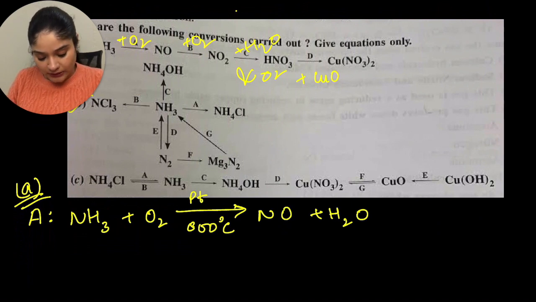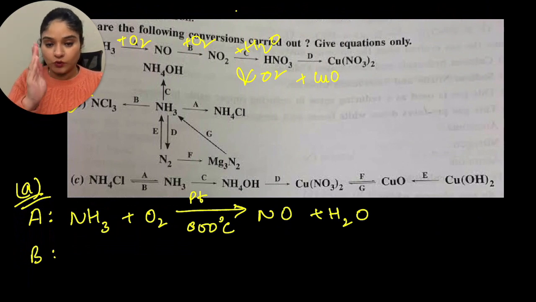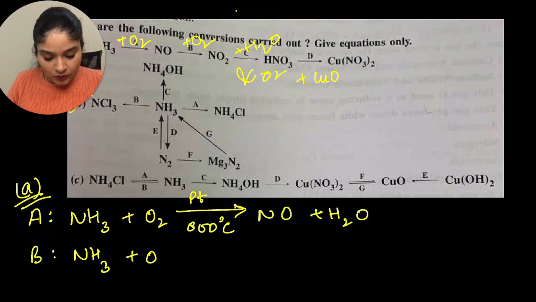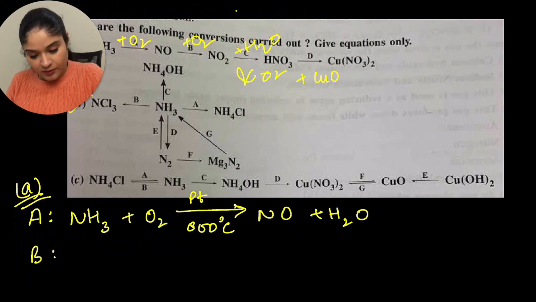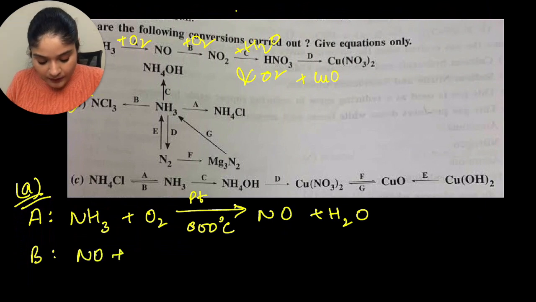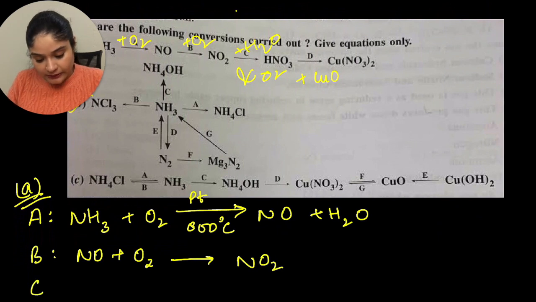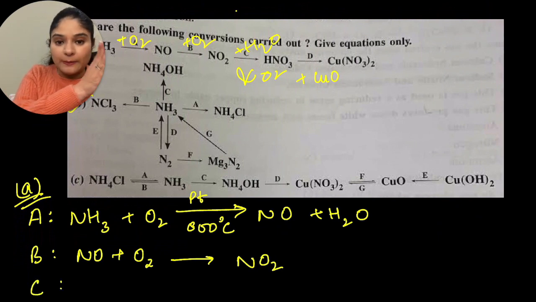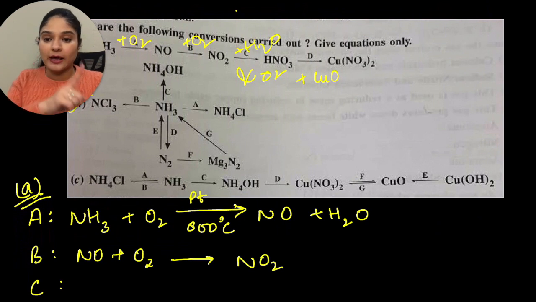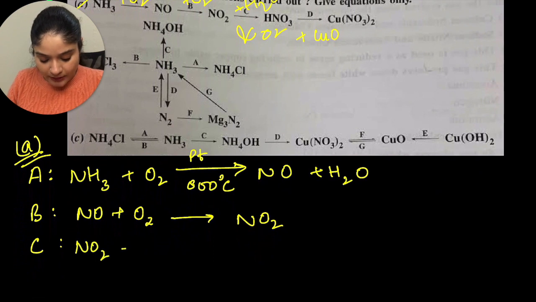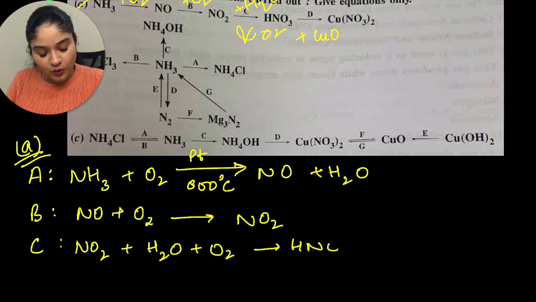Then the next equation is the B one. From NO, you're supposed to reach NO2. So you'll be adding oxygen to it. So not ammonia, NO plus oxygen, you end up getting NO2. Then the C part, from NO2, you're supposed to reach HNO3. In that case, you'll add water and oxygen, both of them together. So you have NO2 plus water plus oxygen, that will give you HNO3.